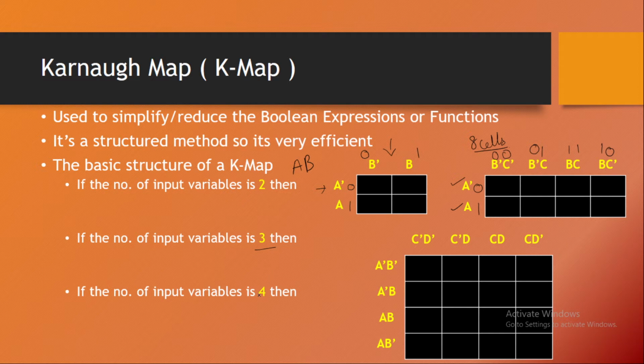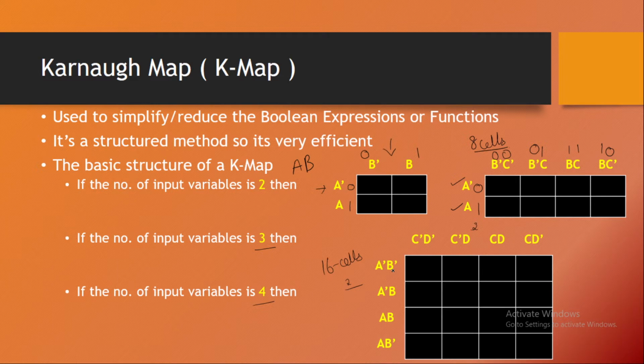Similarly, when we have a Boolean expression that has 4 input variables, the number of cells inside your KMAP will be 16. As we can see here, we have 16 cells, and the row header is occupied by the first 2 variables, and the column header is occupied by the last 2 variables. Let my first 2 variables be A and B, and the last 2 variables be C and D. So this is how it is formed.